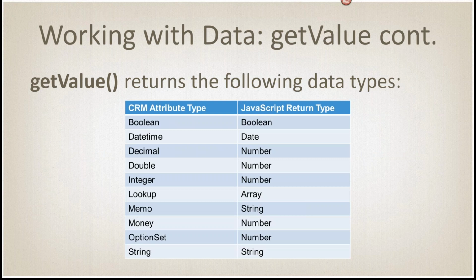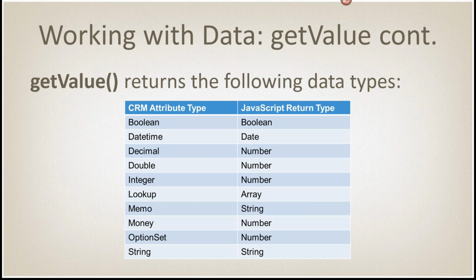The data that is returned by getValue is going to be 100% dependent on the type of field it is. As you can see from the list, we have a CRM data type and then a JavaScript return type. Most of the time, they're exactly the same. So a Boolean data type is going to be a JavaScript Boolean. The date time is going to be a date. Decimal, integer, double, things like that are all going to be numbers, as are money and option set. Lookup is going to be an array, because a lookup has several pieces, including the ID, the type, and the display value.